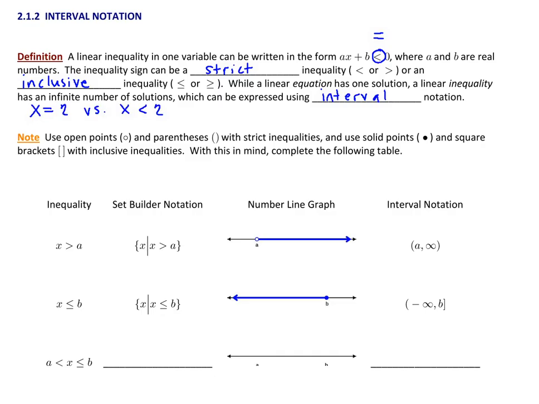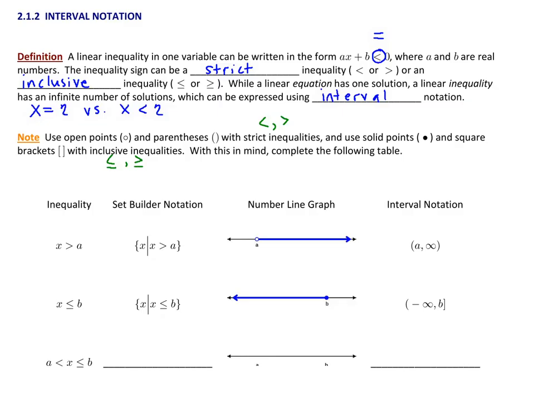Couple of things to keep in mind as you learn interval notation. We're going to use open points and parentheses with strict inequalities. Now remember, strict inequalities are less than or greater than. And we'll use solid points and square brackets with inclusive inequalities. Remember, inclusive inequalities are less than or equal to or greater than or equal to. So with this in mind, let's just practice a couple of situations.